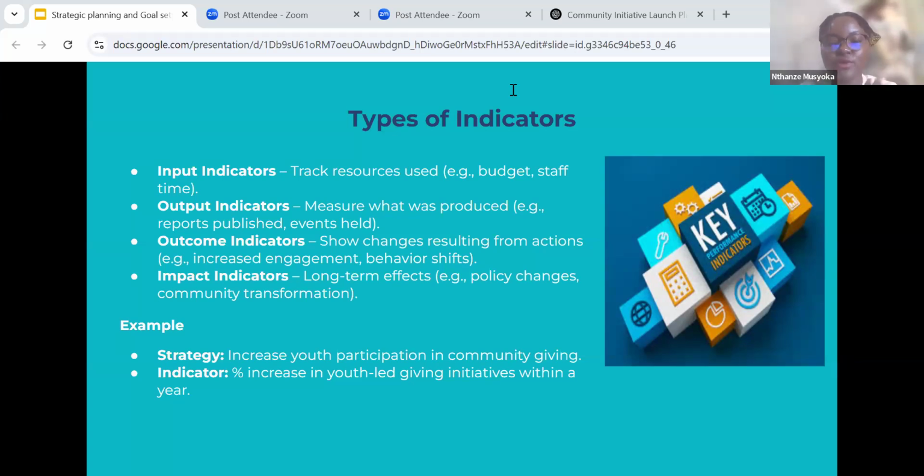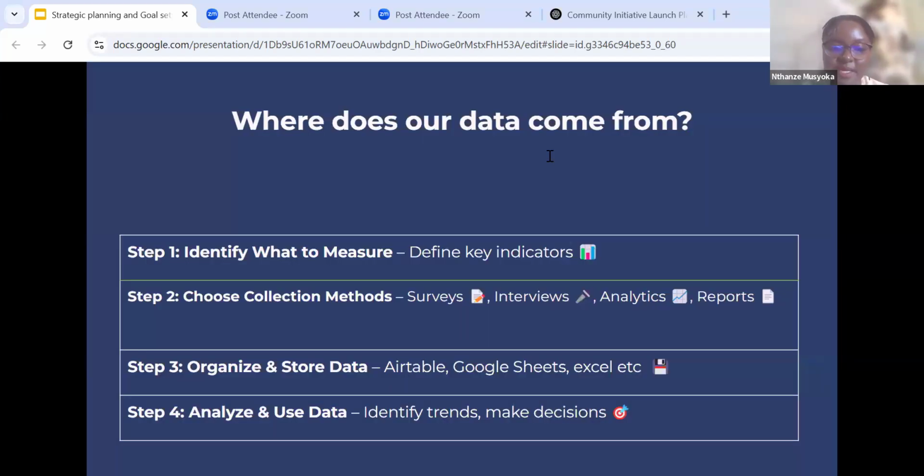In order for you to have something to report on, you need to have thought about it during your strategy. You need to have factored that in. So for instance, here, our goal is increased youth participation in community giving. My indicator in this case will be the percentage of increase in youth-led initiatives within 1 year. So that will be my indicator. Any question before I proceed? Anyone with a question?